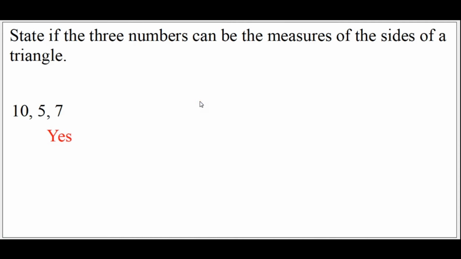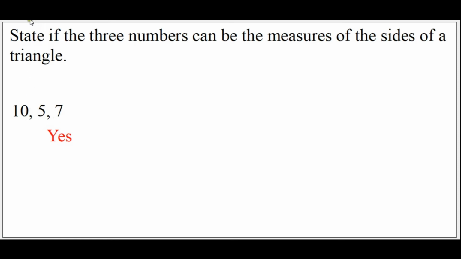yes, since if we add two numbers, the sum is greater than the other number. But for you to be sure, we are just going to compare with the longest side. The longest side is 10, so we add the two remaining sides, which are 5 and 7. 5 plus 7 is 12. So 12 is greater than 10, so that's why we can form a triangle.